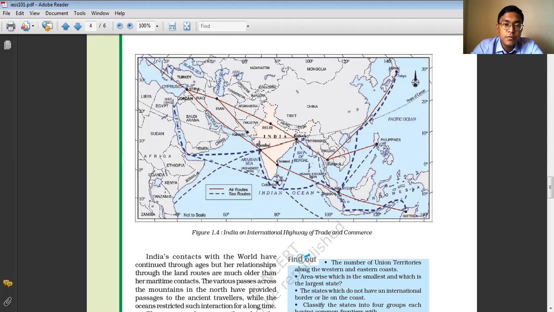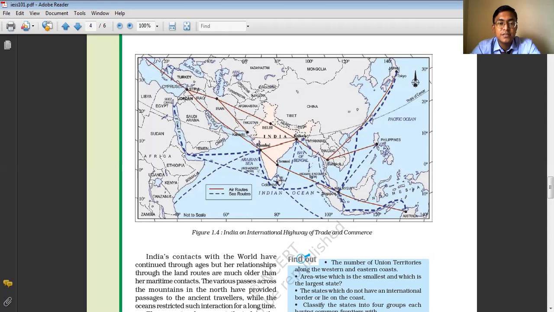But before the discovery of these oceanic routes and before the invention of aeroplanes, India was connected to Iran, Afghanistan, Turkmenistan, Tibet, that is China, Kazakhstan, and others through the land routes. And these land routes were connected through the mountain passes. Like we have the Himalayas. In the Himalayas, there are some mountain passes. Through these mountain passes, the people can easily pass from one side of the mountain to the other.